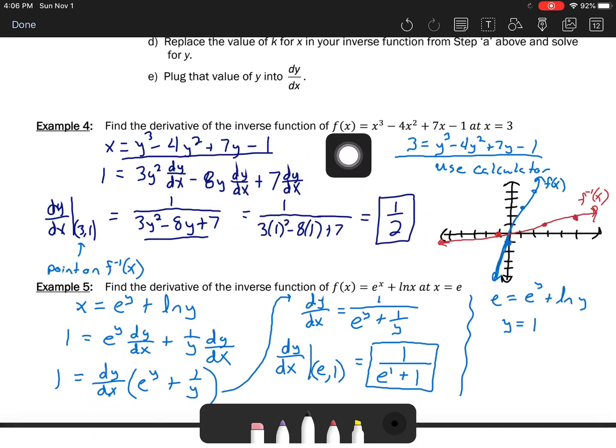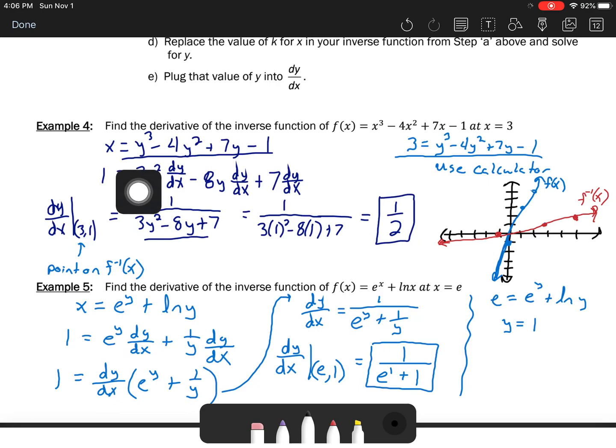Here's what we've got. This was our original function: f(x) = x cubed minus 4x squared plus 7x minus 1, and at x equals 3 is where we're supposed to find the derivative of the inverse. Following these steps, if I interchange x and y here, I can't really solve for y. This is pretty much impossible. So this is where we decide we'll use the second method, where we do implicit differentiation.